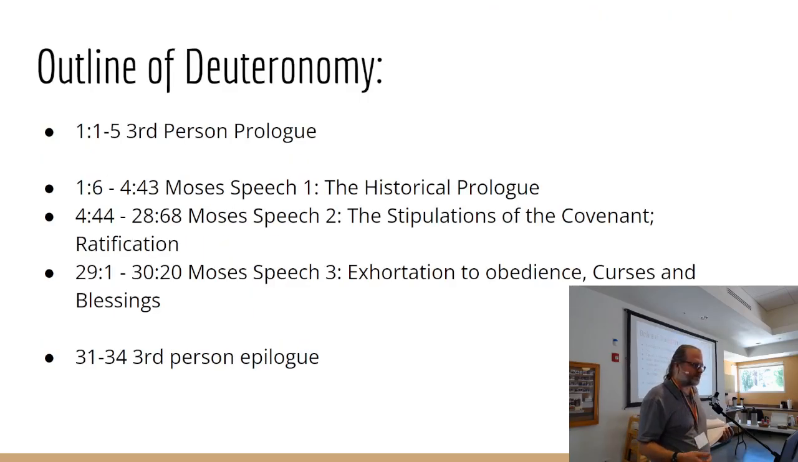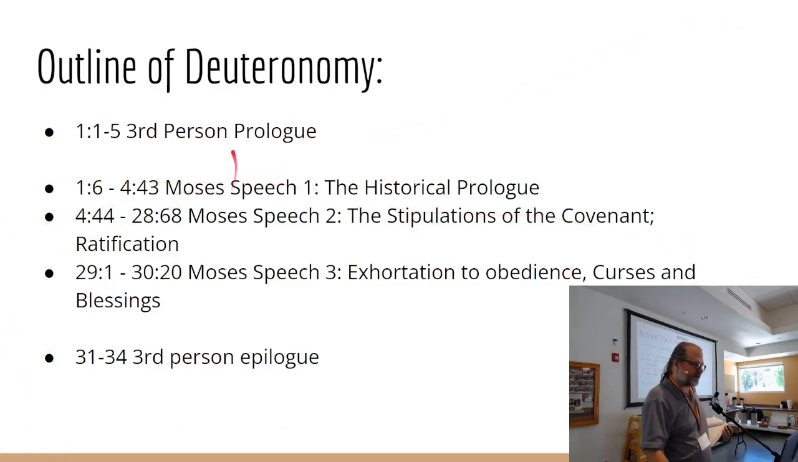So what is the book? Well, it is three speeches of Moses whereby he encourages the new generation to enter a covenant with God. Because the old generation, they made a covenant with God at Sinai. They're all dead. And so now a new generation has to make a covenant with God. So that's the context: three speeches of Moses wherein he convinces this new generation to make a covenant with God.